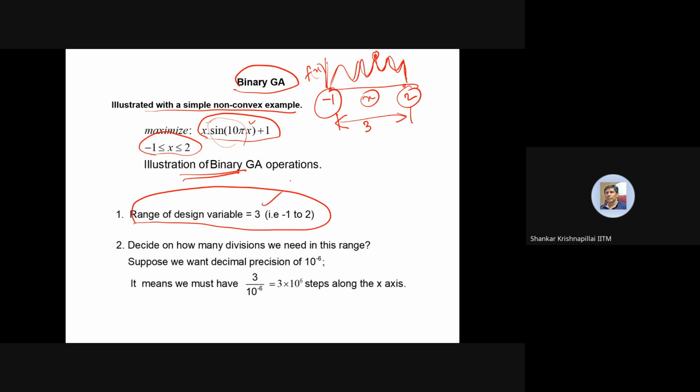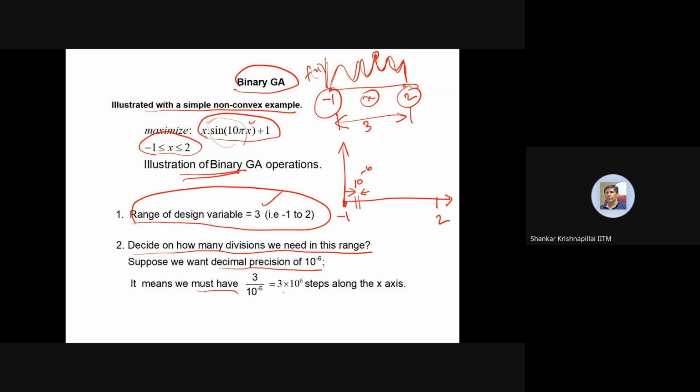Range is 3. Next is to decide how many divisions we need in this range. And that number of divisions depends on what decimal precision we want. Suppose we want a decimal precision of 10 raised to -6. So I'll draw the x-axis. This is -1 to 2. I want the smallest division as 10 raised to -6, that is, a decimal precision of 10 raised to -6.